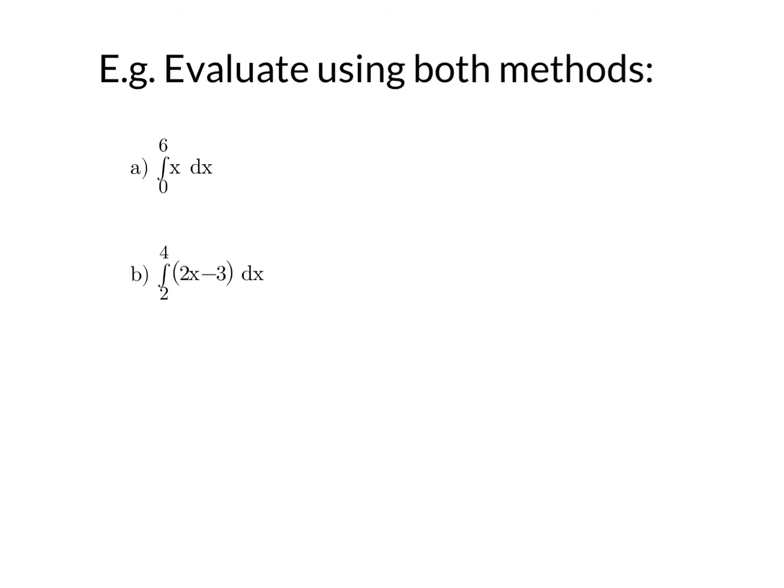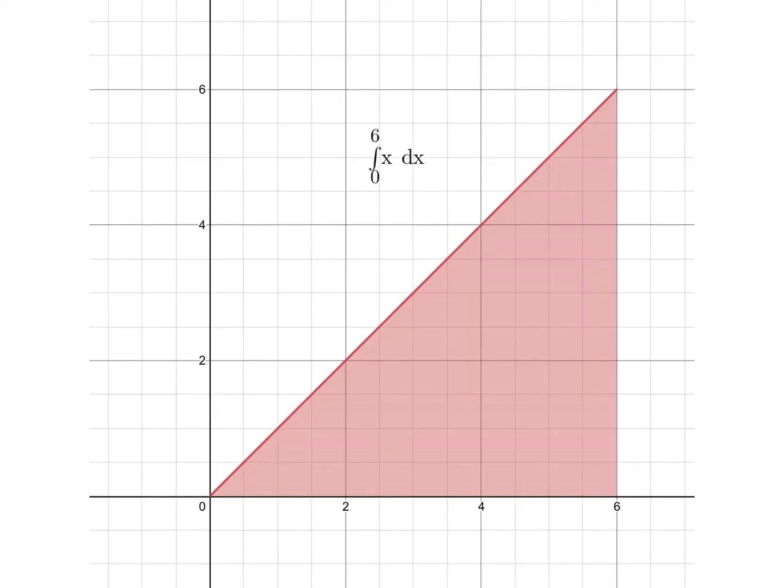So here are our two examples. We're going to evaluate the integral from 0 to 6 of x with respect to x, so dx, and the integral from 2 to 4 of 2x minus 3 dx. So the first one, the integral from 0 to 6 of x dx. The graph of y equals x is just a straight line. And if we're looking from 0 to 6, we form a triangle with the x-axis.